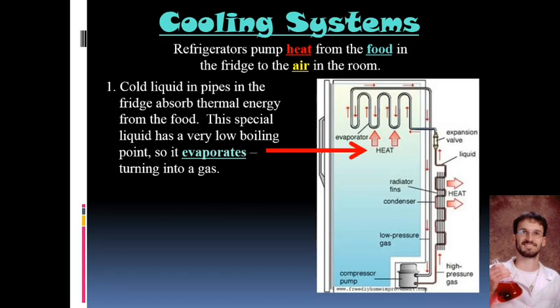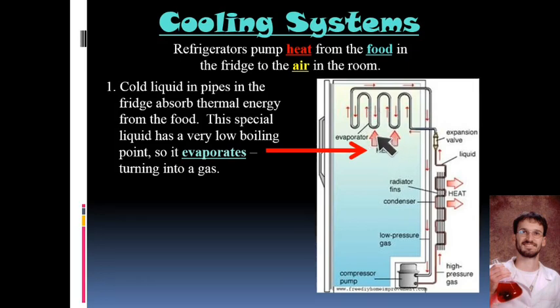So Freon is a good example. Freon is normally a gas under normal conditions. It takes a very small temperature to turn it from a liquid into a gas. So at this stage, though, it's a liquid in here, and it's inside your refrigerator.